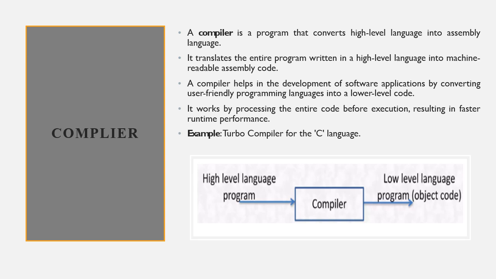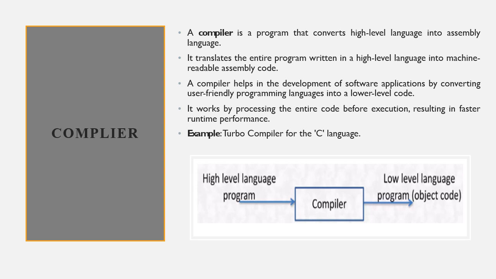So you can see the stages of translation. It translates the entire program written in high-level language into a machine language assembly code, meaning by the time a compiler is done with its conversion from high-level language, instructions are already in assembly language, readable by a machine. So this compiler helps in the development of software applications by converting user-friendly programs into a low-level language.